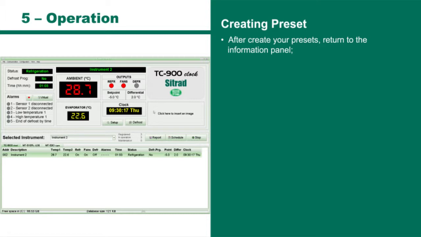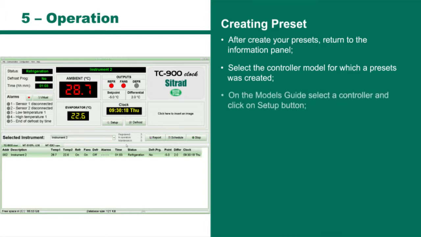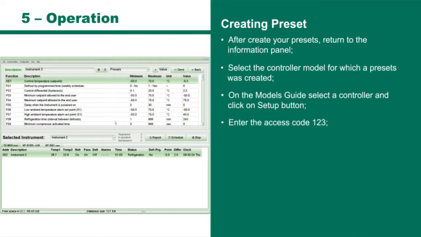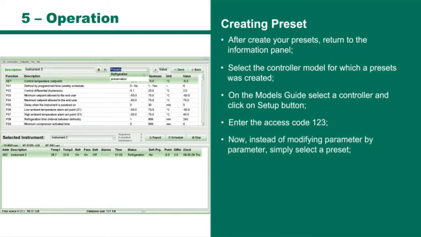After creating your presets, return to the information panel. Select the controller model for which a preset was created. On the Models guide, select a controller and click the Setup button. Enter the access code 123. Now, instead of modifying parameter by parameter, simply select a preset.